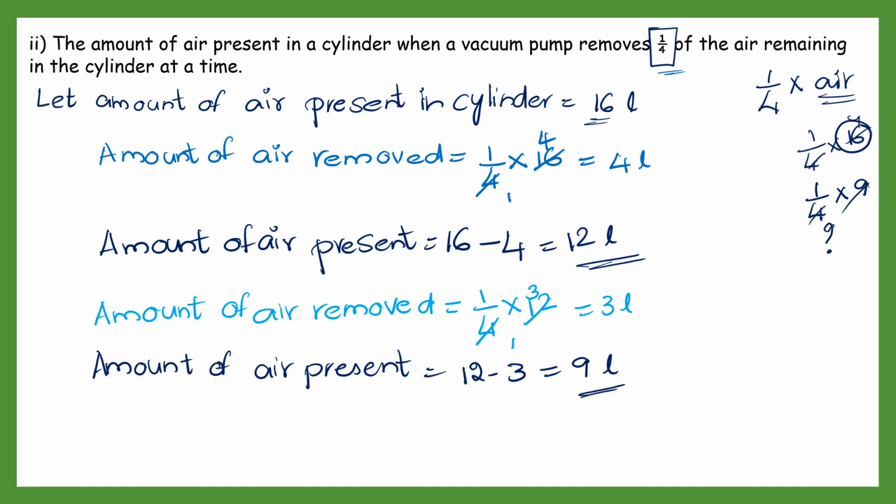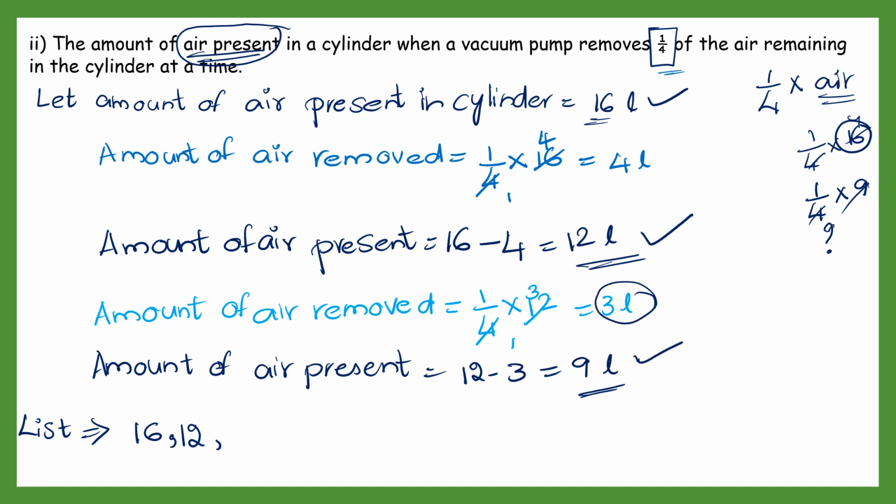Now, what is the list of numbers formed? We should form the list for the amount of air present in the cylinder. Initially it is 16 liters. So 16, comma. Next, after removing 4 liters it is 12. They are asking for the amount of air present in the cylinder, so we should make the list. After 12 liters, 3 liters is removed, so 9 liters will be present. And so on. We should check whether this list is in arithmetic progression or not.